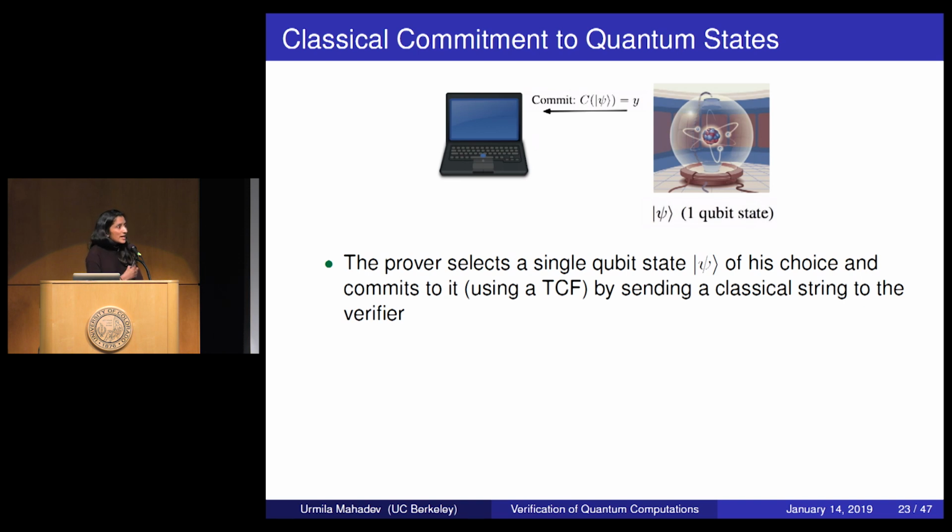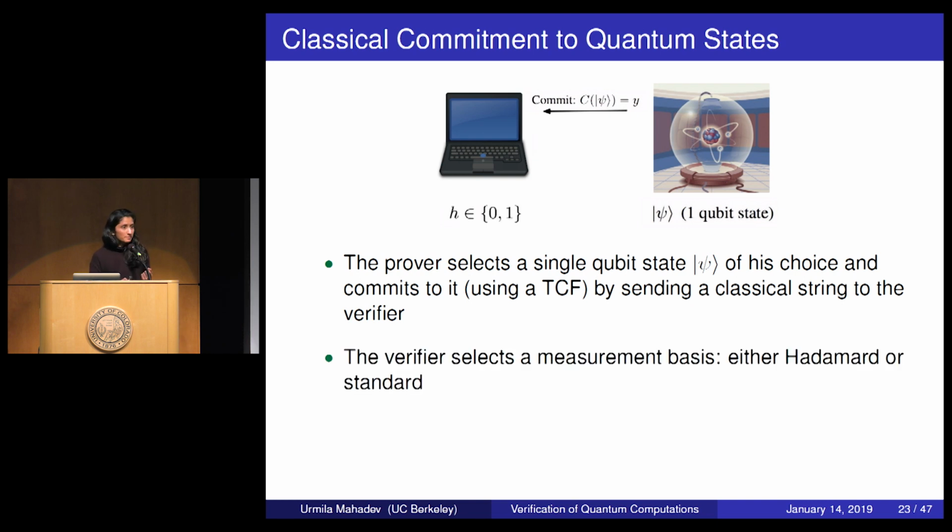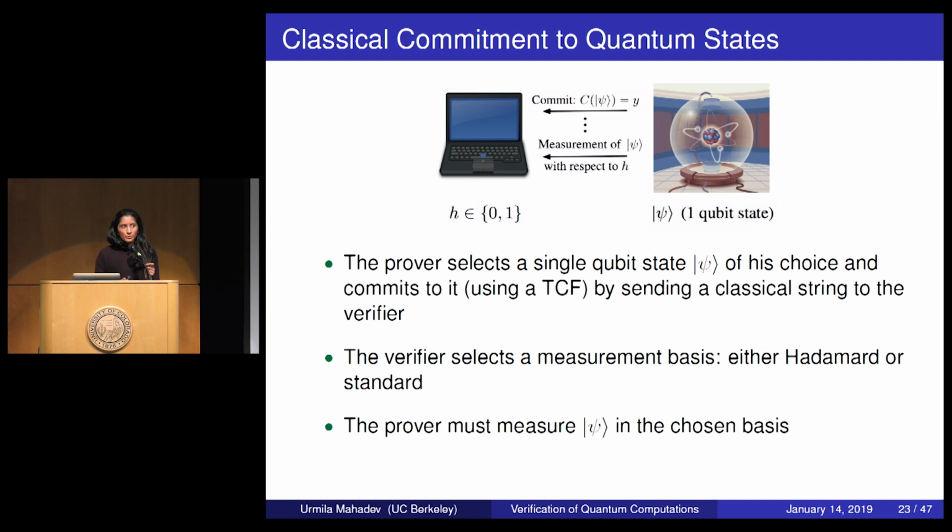Here's what an ideal classical commitment to a quantum state would look like. The prover selects a single qubit state of his choice. He commits to it using a trapdoor claw-free function by sending a classical string to the verifier. Then the verifier selects a measurement basis, either Hadamard or standard. And the prover is supposed to measure his committed state psi in the chosen basis.